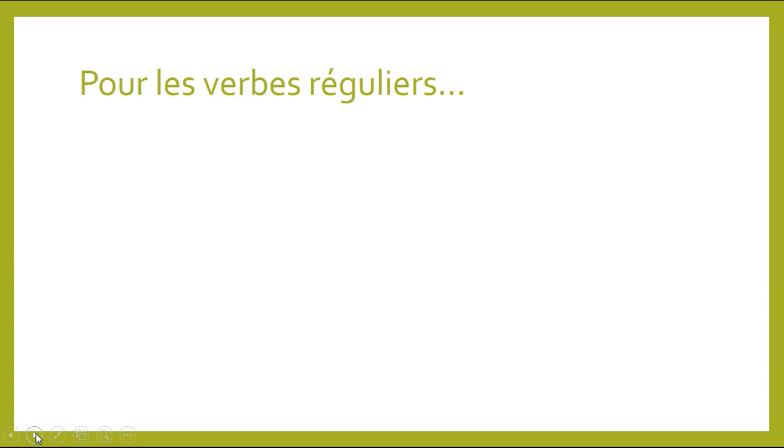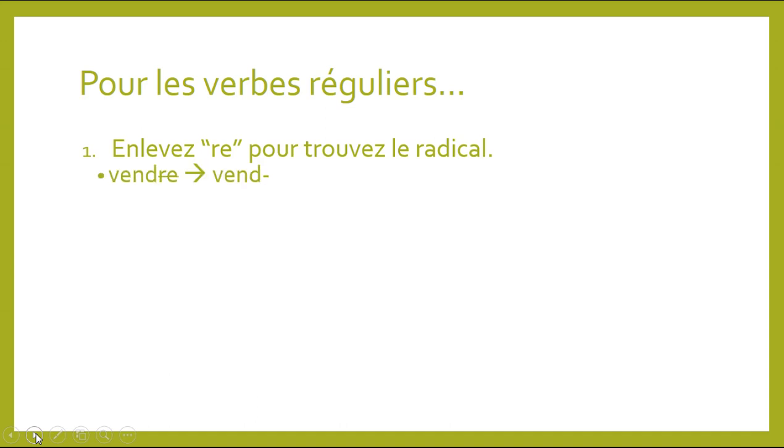Pour les verbes réguliers, so in order to conjugate a regular RE verb, étape numéro 1, enlever RE pour trouver le radical. So we're going to take off the RE of the infinitive to find that verb stem. So for example, vendre, I'm going to take off the RE and its stem is vend. Entendre, again, take off the RE to find its stem, which becomes entend. And confondre, take off the RE to find the stem confond.